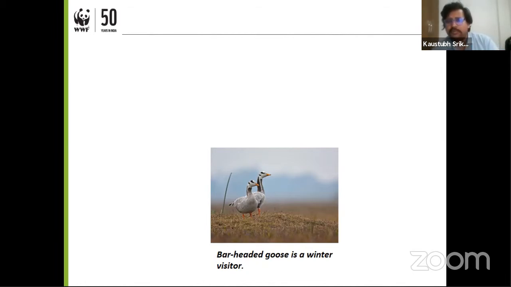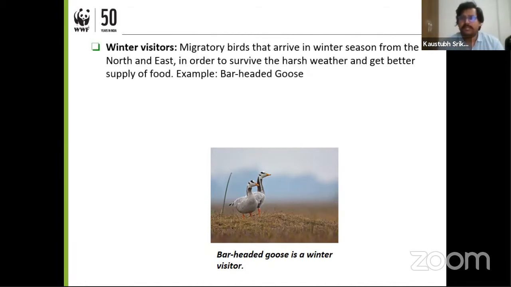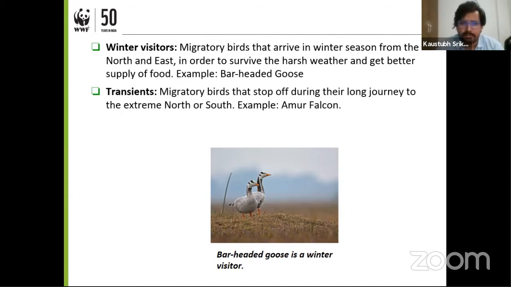So the bar-headed goose is very interesting and is known as one of the highest flying birds and flies all the way above the Himalayas, right? So these migrations mainly occur during the winter season, and they mainly migrate from northern parts of the world to the eastern parts of the world to survive the harsh winters there.